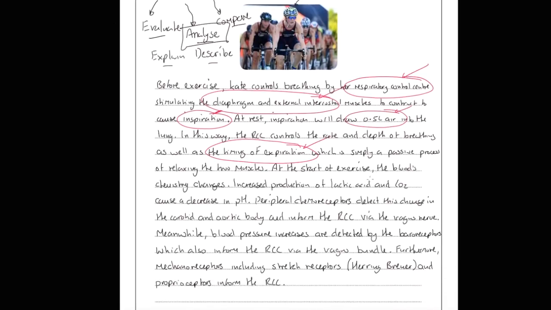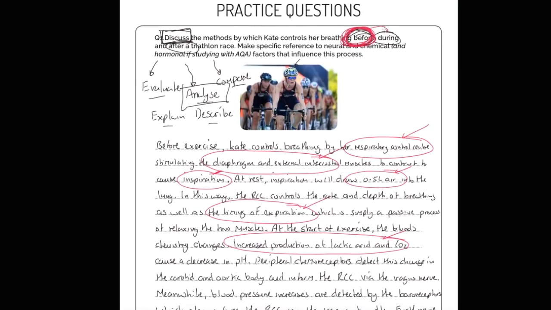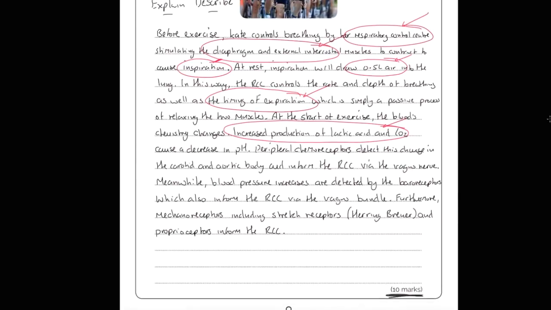At the start of exercise, we want that in there, the blood's chemistry changes. So now I'm getting into that process. Increased production of lactic acid and CO2. Notice the word increase, not just production of lactic acid, because this is asking me about the changes between these two stages. Increased production of lactic acid causes a decrease in pH. I'm talking about a change. Peripheral chemoreceptors detect this change in the carotid and aortic body and inform the RCC via the vagus nerve. Meanwhile, blood pressure increases. There's my increase again. Increases are detected by the baroreceptors, which also inform the RCC via the vagus nerve.